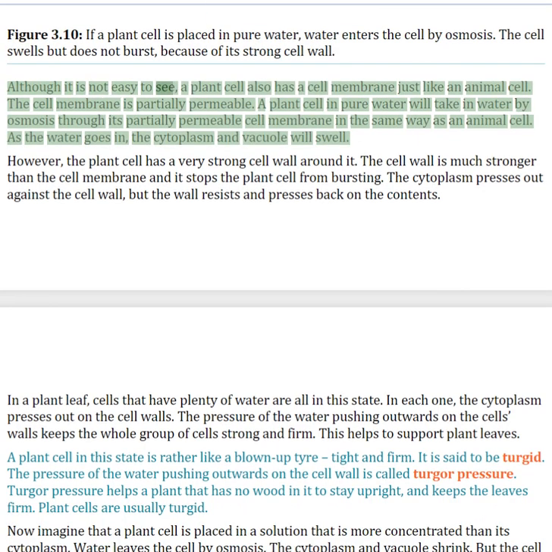Although it is not easy to see, a plant cell also has a cell membrane, just like an animal cell. The cell membrane is partially permeable. A plant cell in pure water will take in water by osmosis through its partially permeable cell membrane in the same way as an animal cell. As the water goes in, the cytoplasm and vacuole will swell.